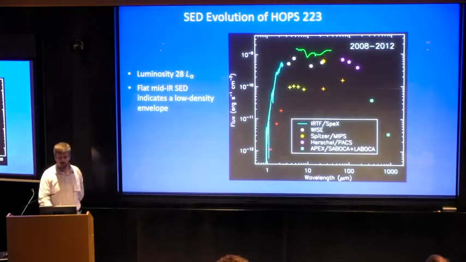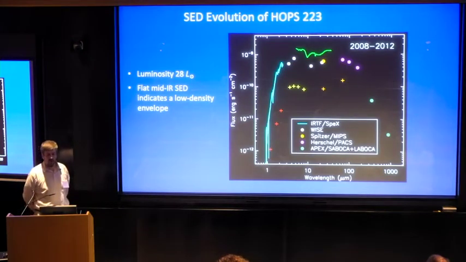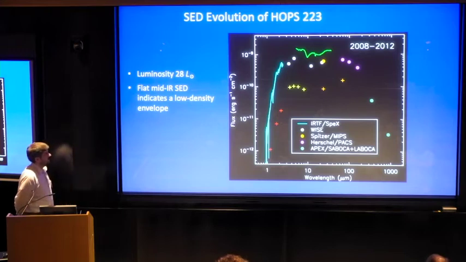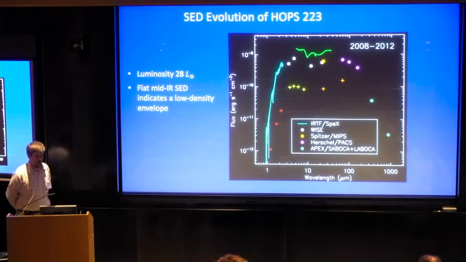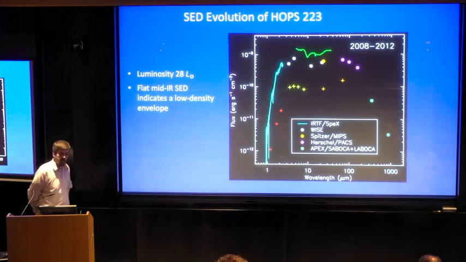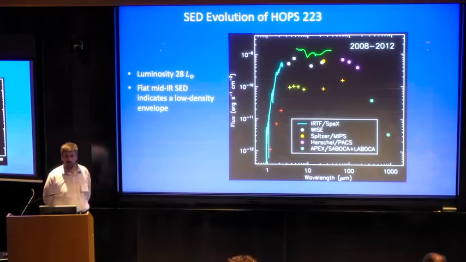Subsequent data obtained from IRTF, we've got WISE, another round of Spitzer MIPS, Herschel, and APEX, all give us a roughly consistent SED over the period 2008 to 2012, where the luminosity was down a bit from what we saw with IRS. And we integrate to get 28 L-sun here, and a flat mid-IR SED, which indicates a low density envelope. This is a flat spectrum protostar.